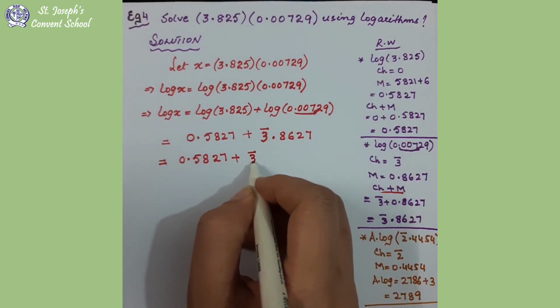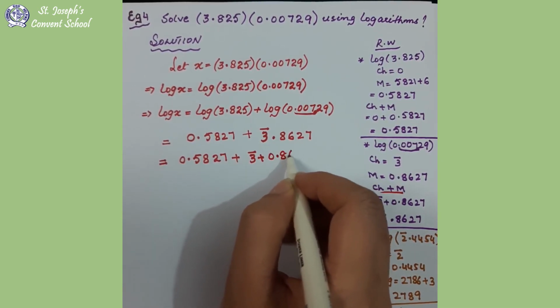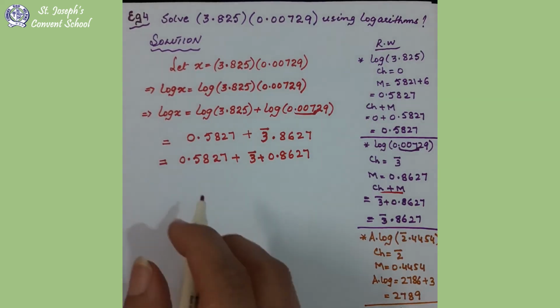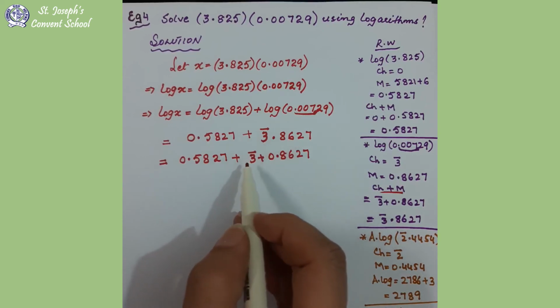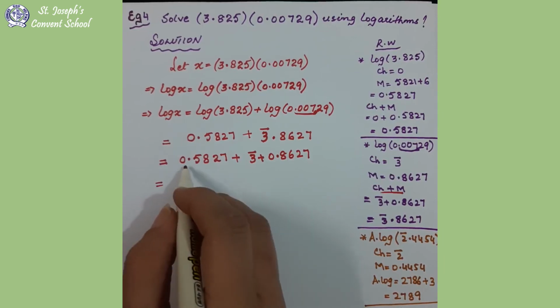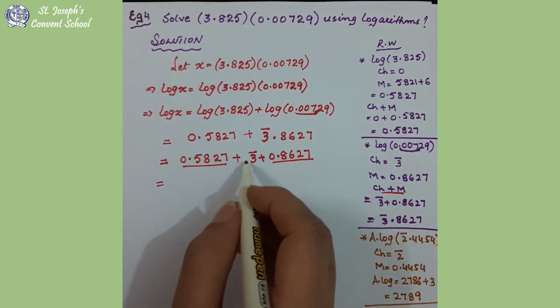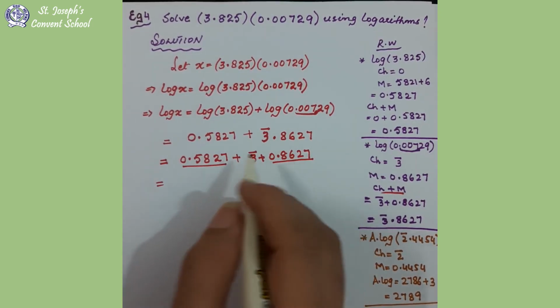So bar 3 plus this remaining part, 0.8627. This you will do whenever there is a minus sign or bar. Okay, bar or minus are same. So if there is bar in the question, you will break the question into characteristic plus mantissa. Now we will solve this and this part. Add these two with a calculator. Don't add the bar one. This number plus this number with a calculator you will add.